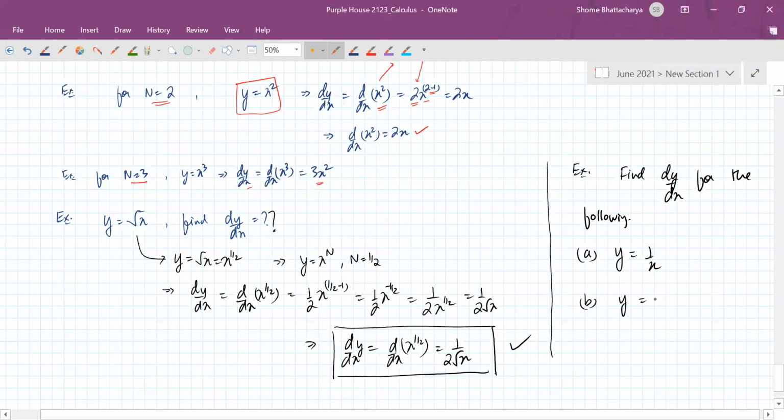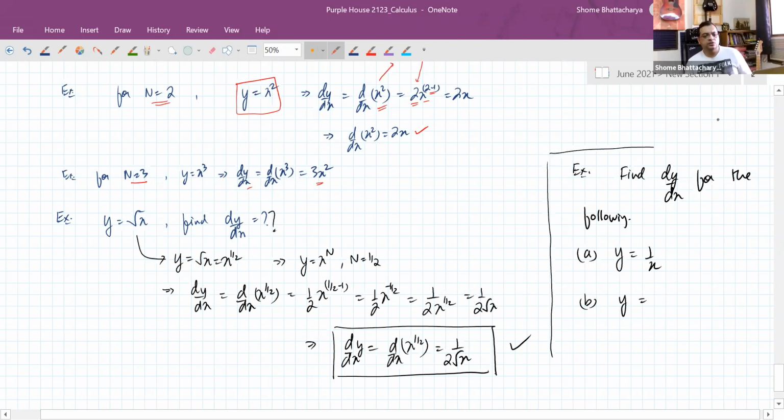Sir, how did you get 1 upon 2x to the power half? Okay. So here we are going to use some simple principles of indices. That is, 1 upon x to the power a can be written as x to the power minus a. For example, x to the power minus 2 is 1 by x square. X to the power minus half is 1 by x to the power half. So these are the simple rules of indices in algebra, right? Is it clear, beta? Yes, sir.